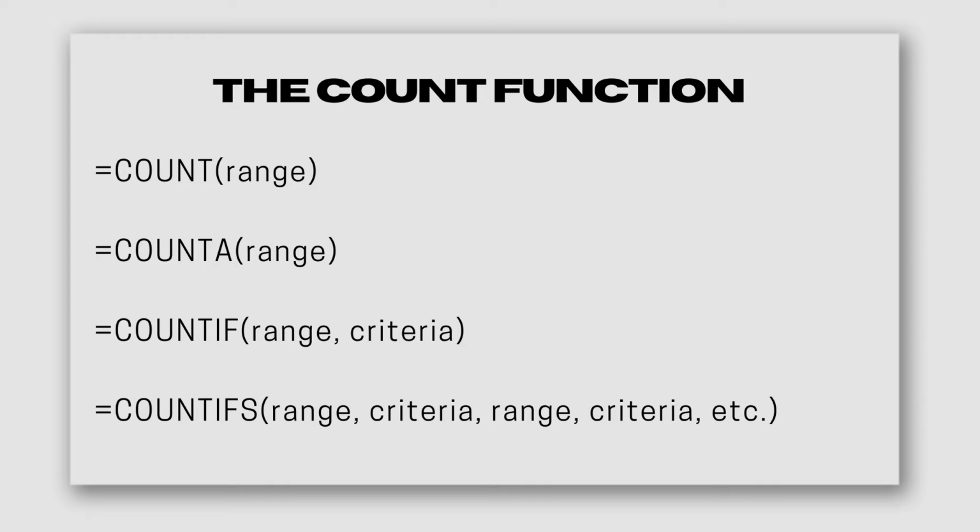The first is simply count, and you can use this anytime you want to count numerical variables on your spreadsheet. Simply type =COUNT and place the range in parentheses. The range is the set of cells that you want to count. If you want to count words instead of numbers, use the COUNTA variation. It works the same way.